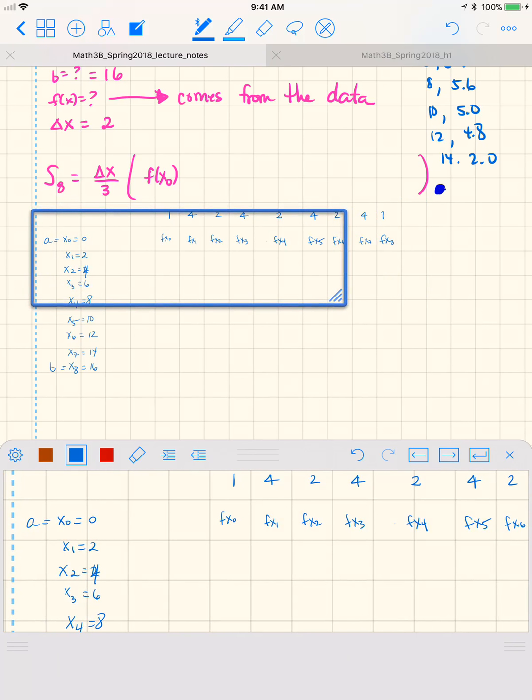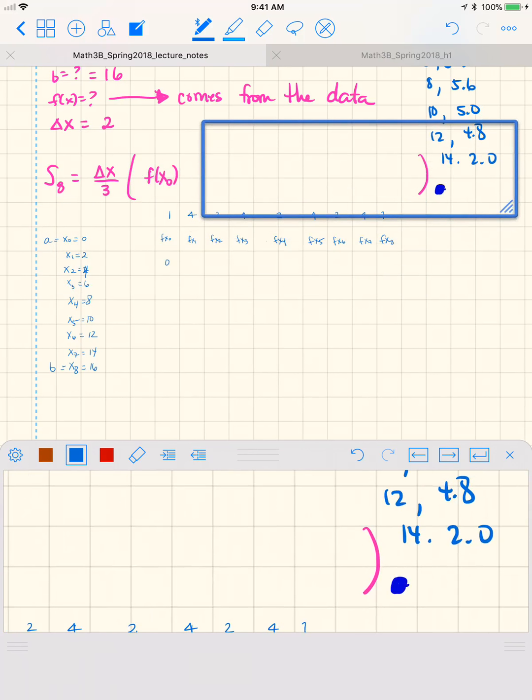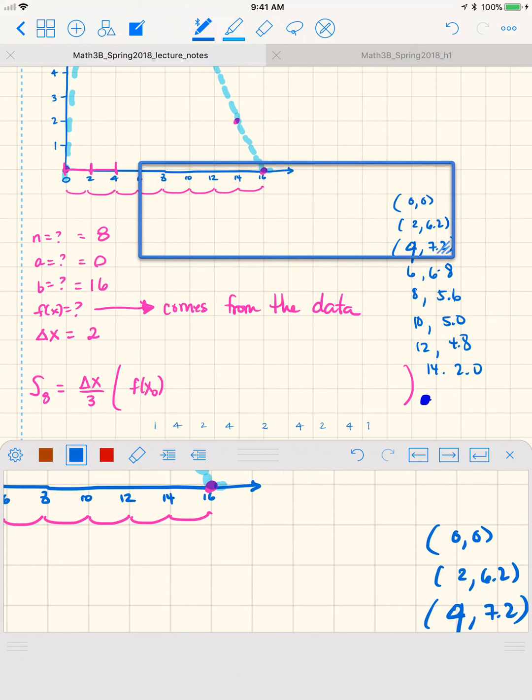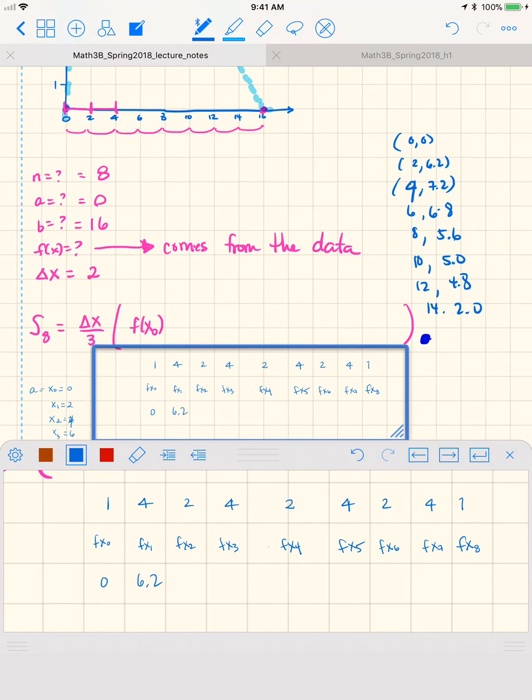So what is f of x naught? That's just going to be 0. What's f of x1? So 2 units in, what do we have? 6.2, and then 7.2, and then 6.8, and then 5.6, and then 5.0, 4.8, 2.0, and then we're back to 0.